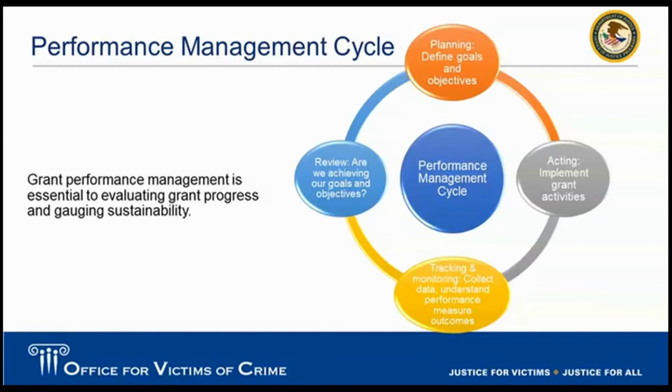A performance management cycle starts out with planning, and this is the first piece of your award. You're planning, whether it's through writing a proposal, identifying that this is something we want to pursue as an organization, and defining goals and objectives once you do receive an award and you are working with your grant manager. The second piece, as you see in the gray circle, is the acting piece, which is implementing the grant activity. And this is what you do for each reporting quarter. You implement activity and then you report on that activity.